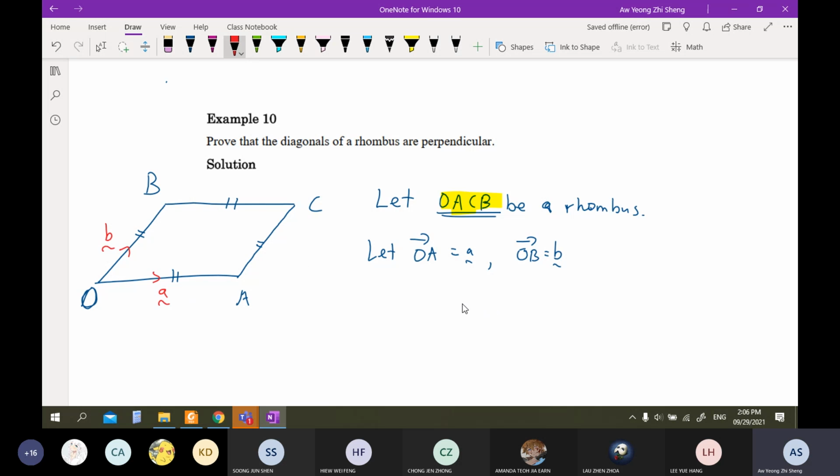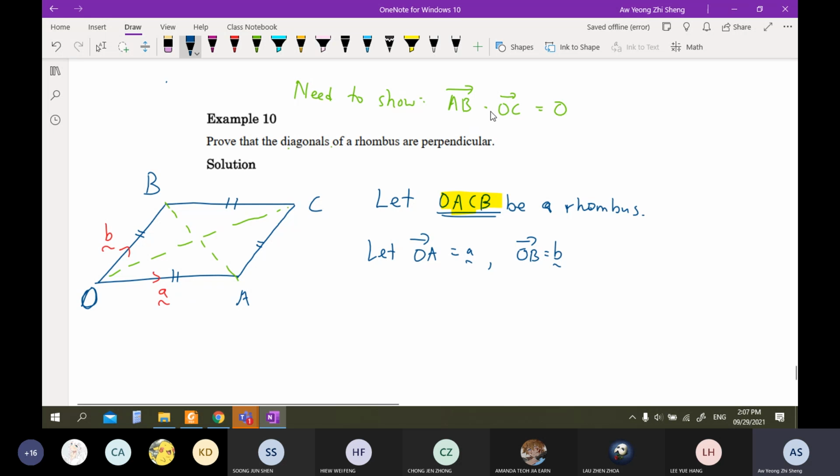Now, where are the two diagonals? The diagonals will be the dotted lines in green. They want you to prove that diagonals are perpendicular. So what you need to show is that the vector AB dot with the vector OC is equal to 0. That's what you need to show. If you can show AB dot OC equals 0, then the next step you can conclude the lines AB and OC are perpendicular, and therefore diagonals of rhombus are perpendicular.